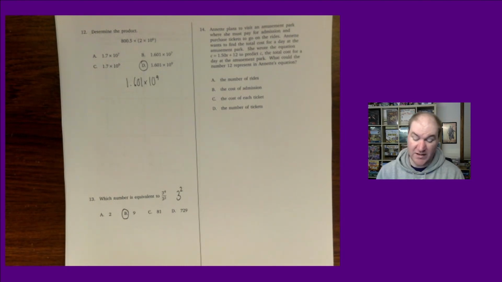Number 14, Annette plans to visit an amusement park where she must pay for admission and purchase tickets to go on rides. Annette wants to find the total cost for a day at the amusement park. She wrote the equation C equals 1.50x plus 12 to predict C, the total cost for the day at the amusement park. What could the number 12 represent in Annette's equation?